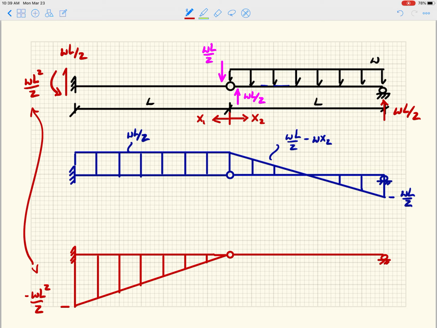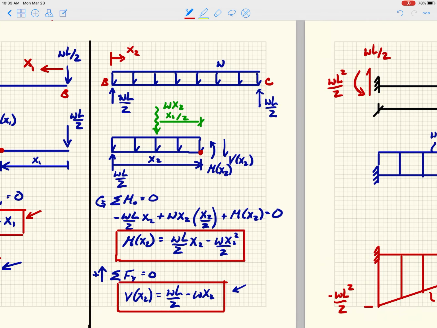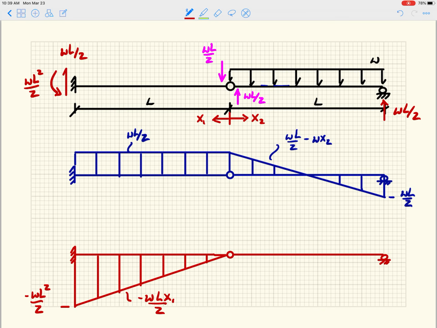Where this value here is minus WL squared over 2, right? And that should make some sense because it is exactly the same as the reaction, which it has to be. Right? And the value here is minus WL x1 over 2, right? Which is exactly that guy there, right? And just a reminder, right? My x1 is taken from the right-hand side of the beam. Right? Now, on the right-hand end of the left-hand beam.